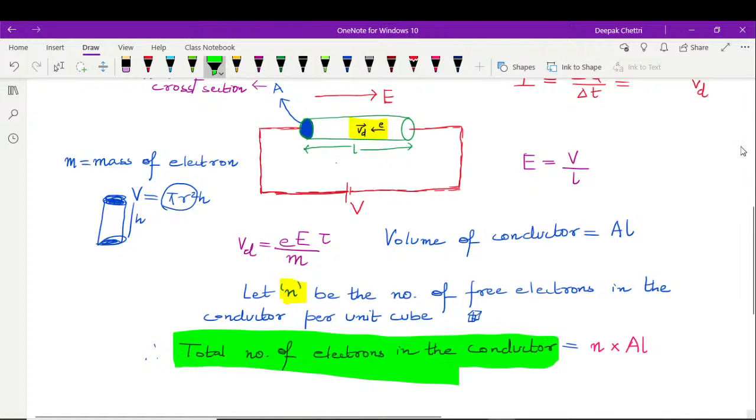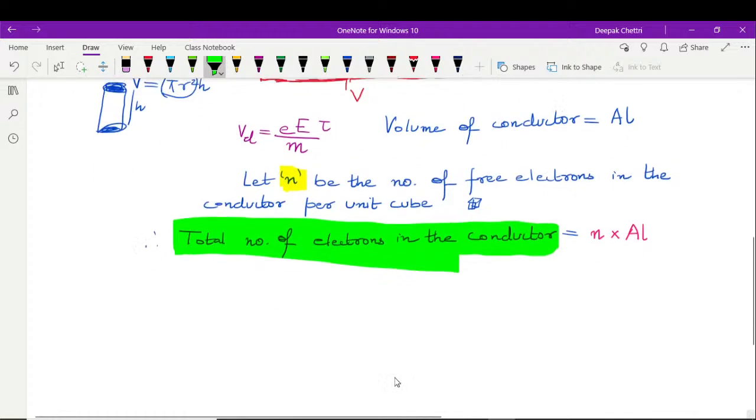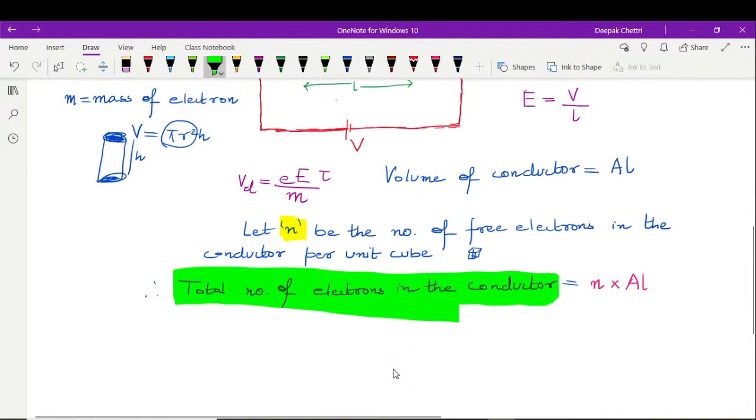Okay, so this is the total number of electrons. Inside this conductor, the total number is small n multiplied with the volume. What is small n? Small n is the number of electrons in one small unit cube, right? So that is how I got the total number of electrons.